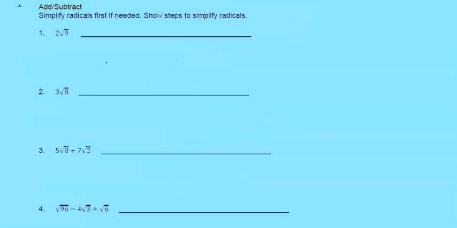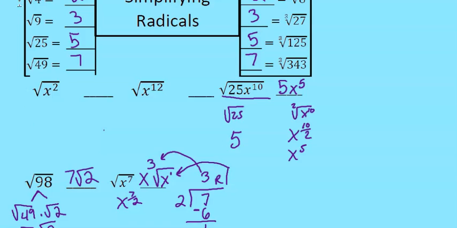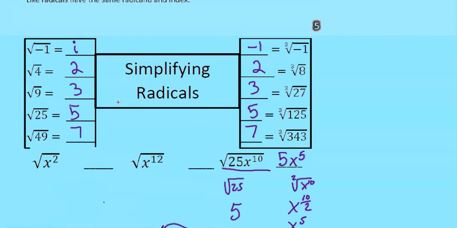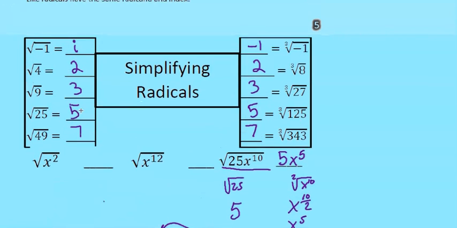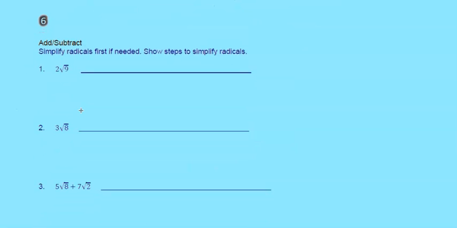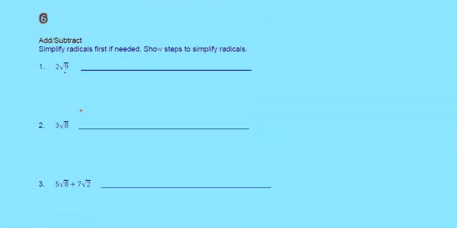Page 7, adding and subtracting radicals. You want to simplify the radicals first if you need to, and then make sure to refer back to the previous page to see what numbers to try to divide out. So 2 square root 9. The square root of 9 is a perfect square. It's 3. So we have 2 times 3. And that gives you 6.